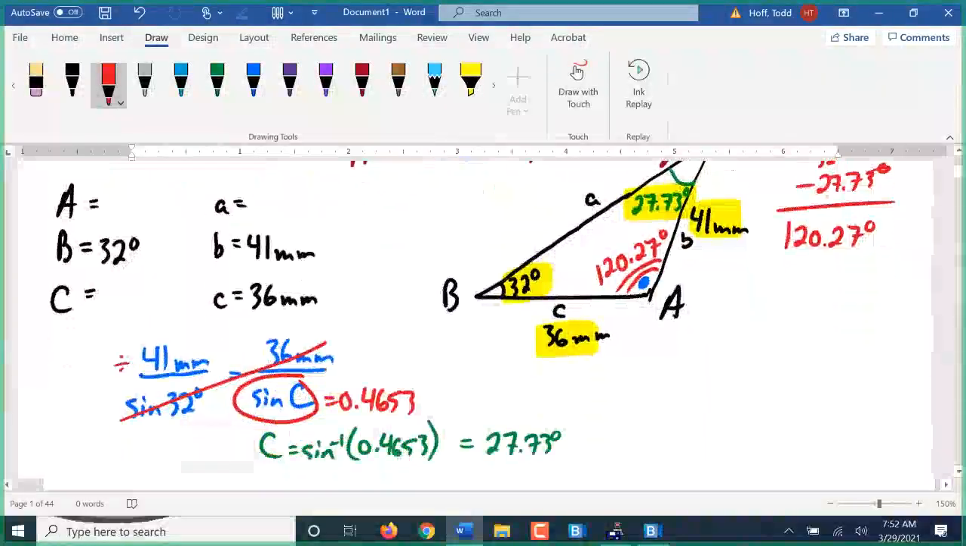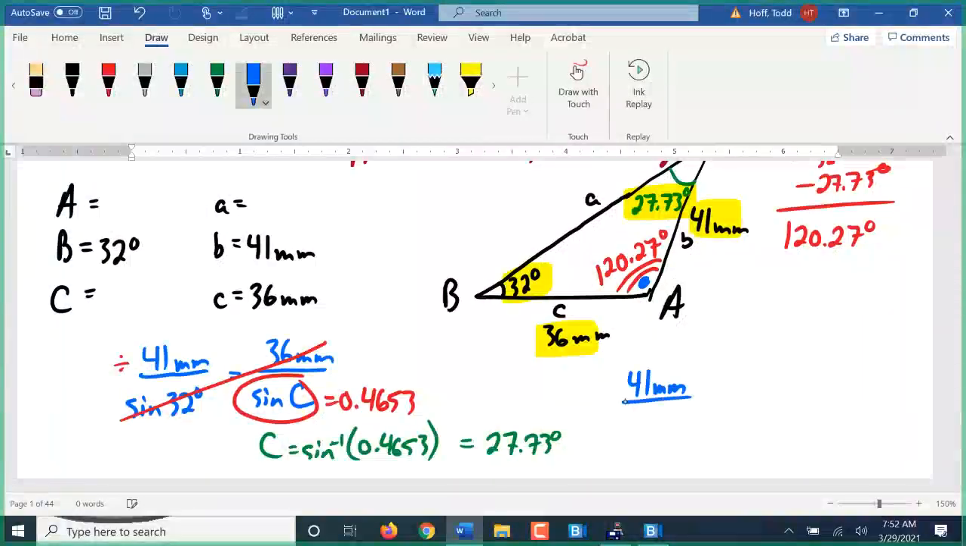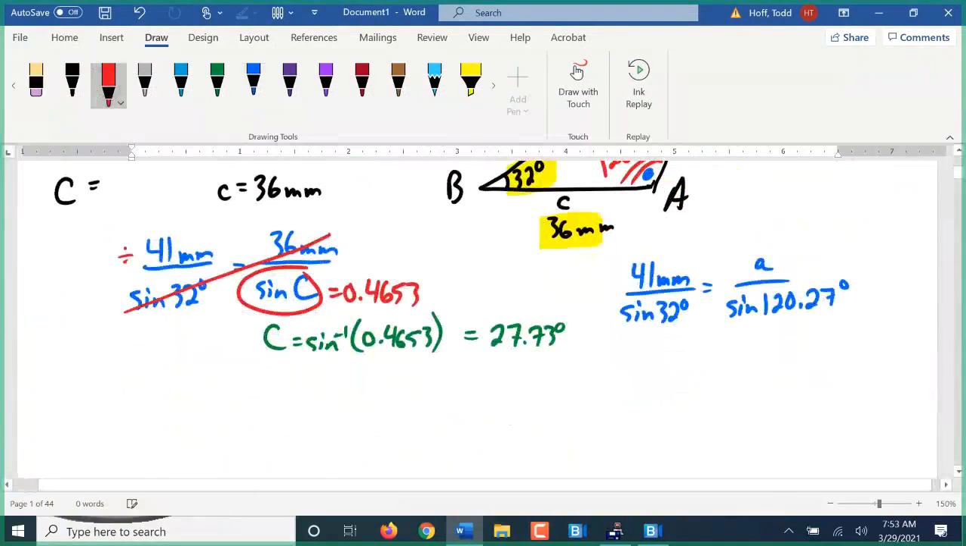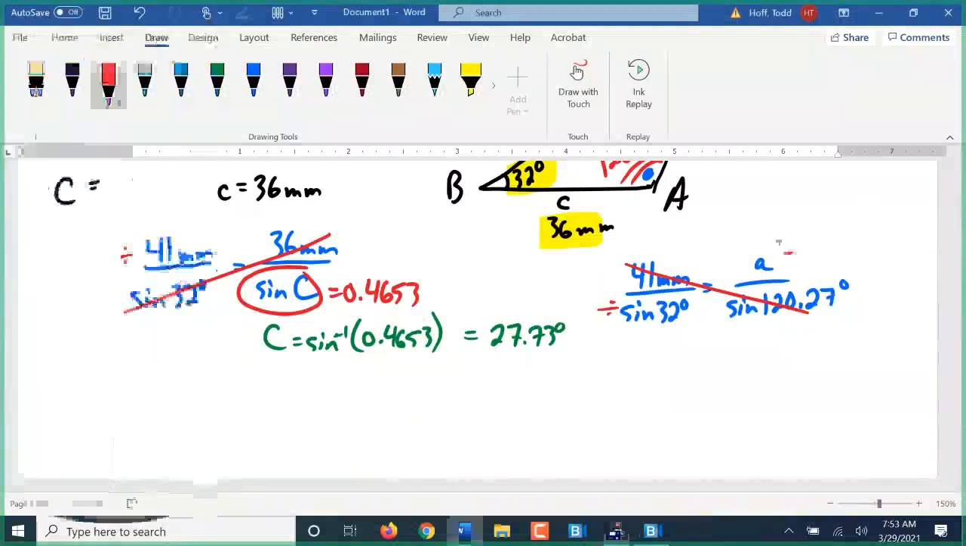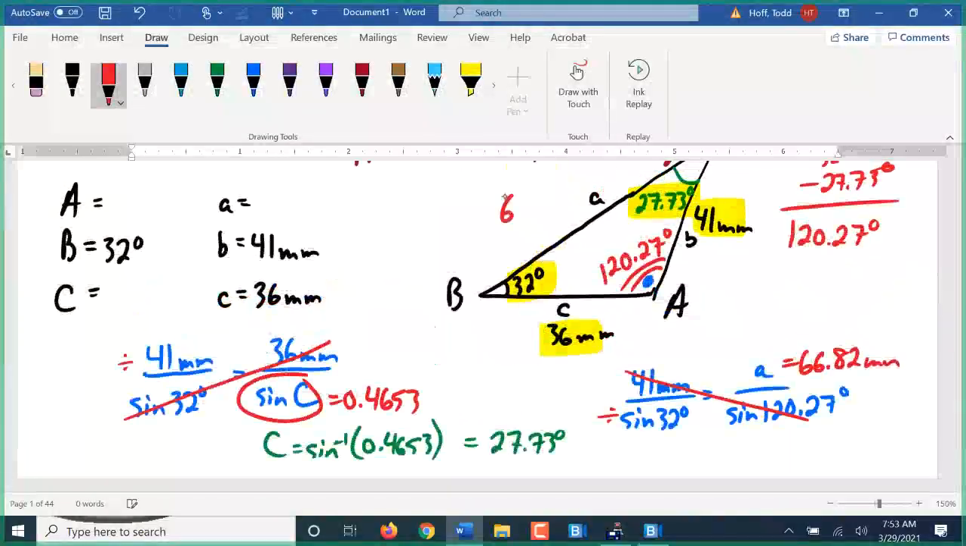Now we can find side A by setting up the same proportion. Still 41 millimeters over sine of 32 degrees equals side A over the sine of 120.27. Now this is just like what we did in the previous examples. Cross multiply and divide to find the missing side, giving us 66.82. So 66.82 goes here.